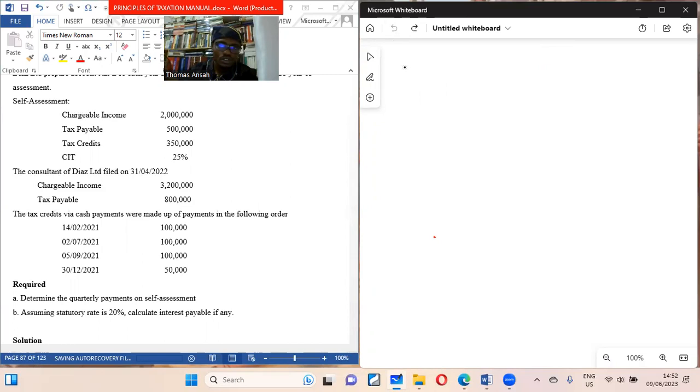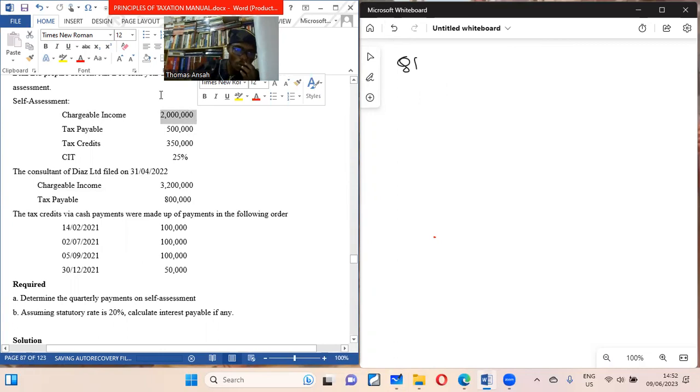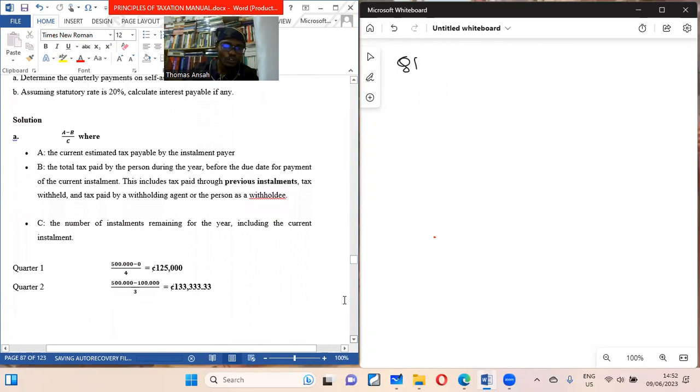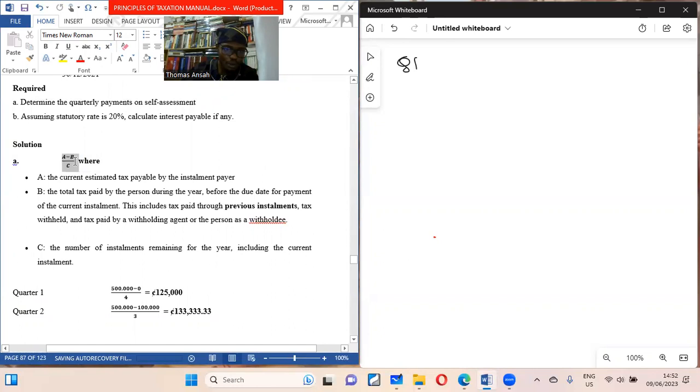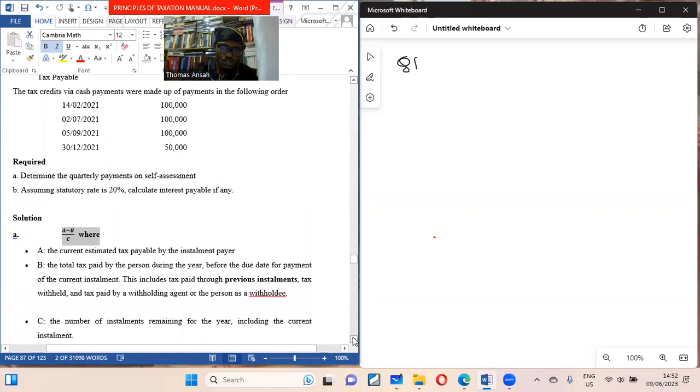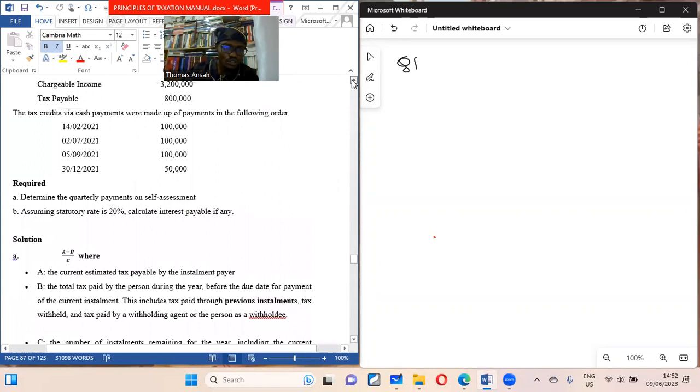So Q1, what will it be? The chargeable income is 2 million, and CIT is 2.5, that should have been around 250,000, but we were given the tax payable over there. Do you remember this? All right, but remember, we ignore some things, and that is an important note. So current tax is 500. The solution is here. So you see 500 minus 0, because there is no installment in between.